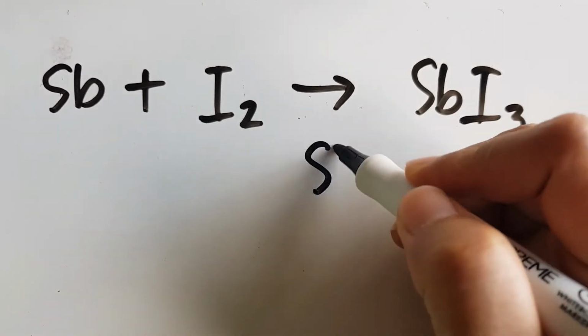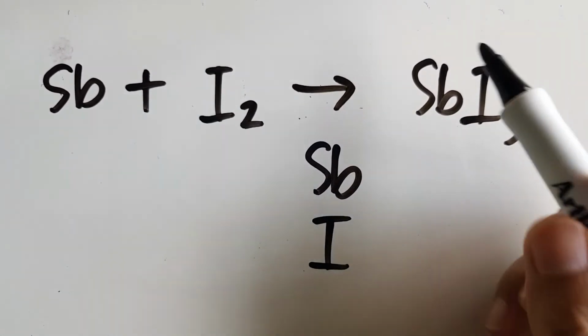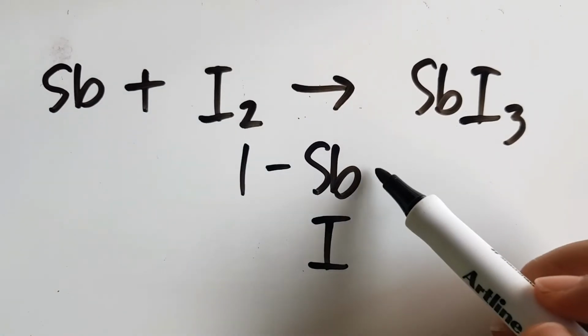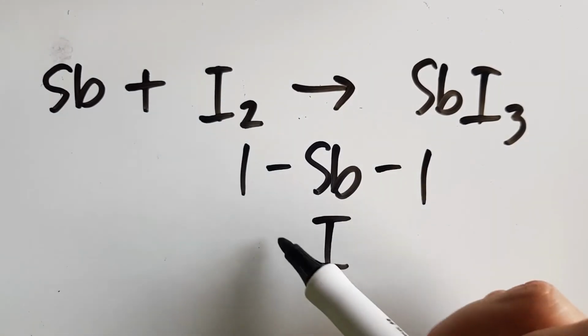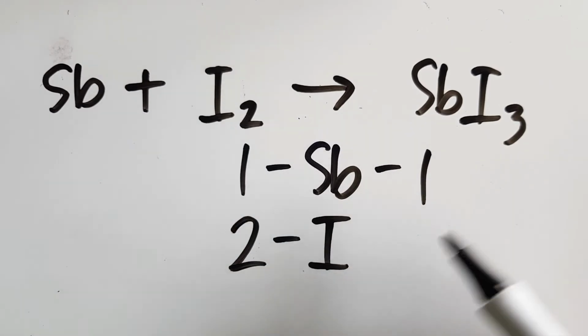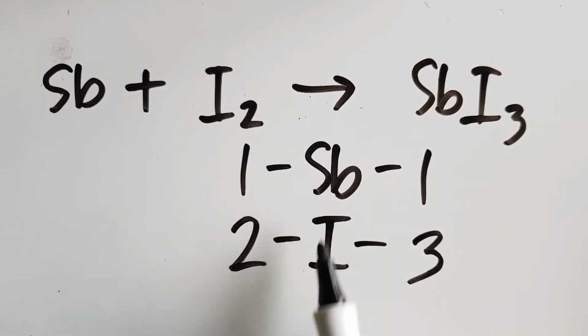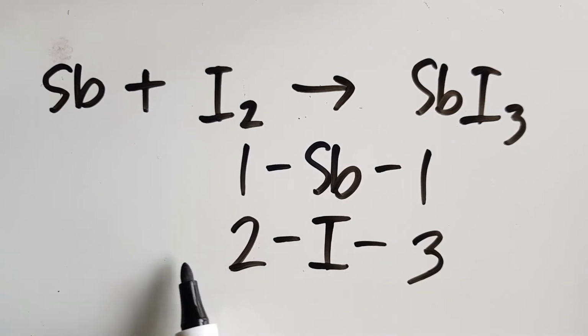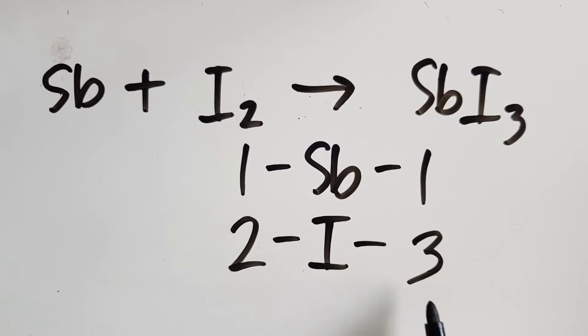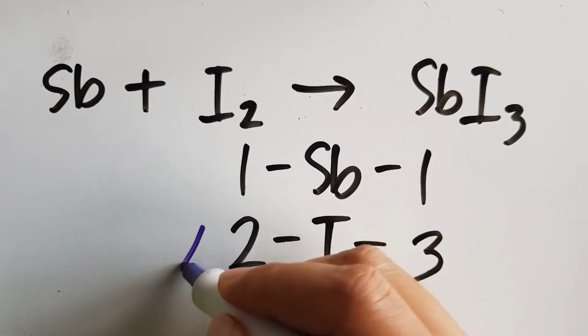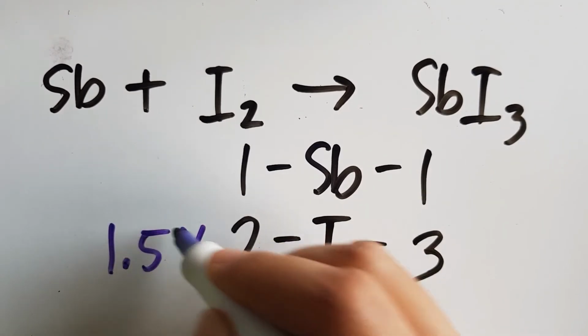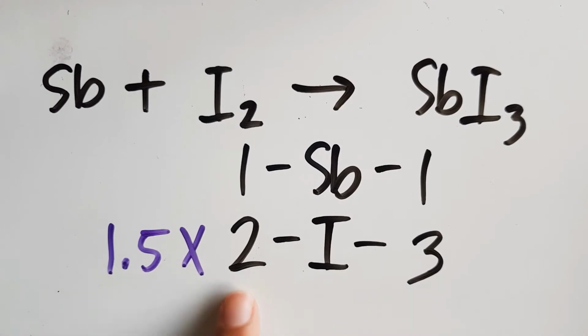So I have here Sb and I. There's one Sb on the right, 2 I's, 3 I's. And then Sb is balanced, I is not. So, well, we can simply multiply this by 3 and the other side by 2. But for this problem, I'm gonna multiply this by 1.5. Because multiplying 2 by 1.5 makes it 3, right?